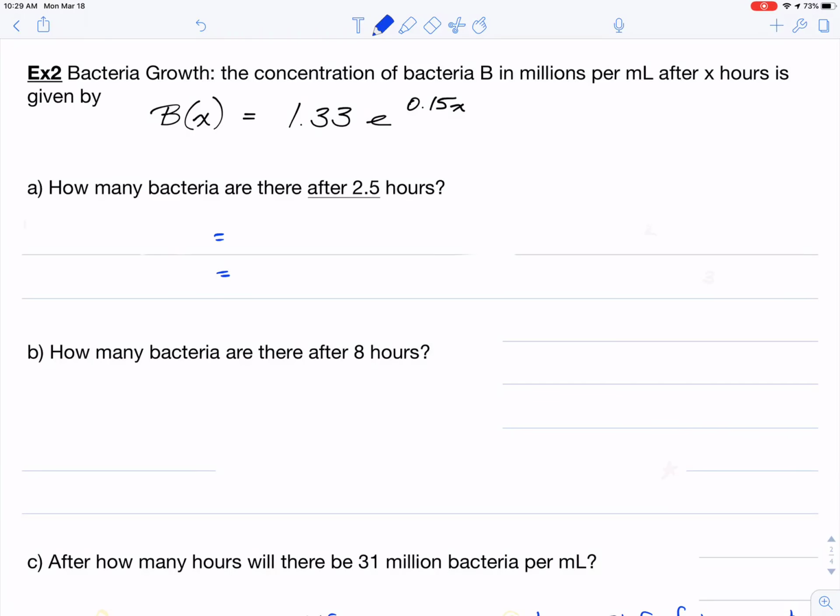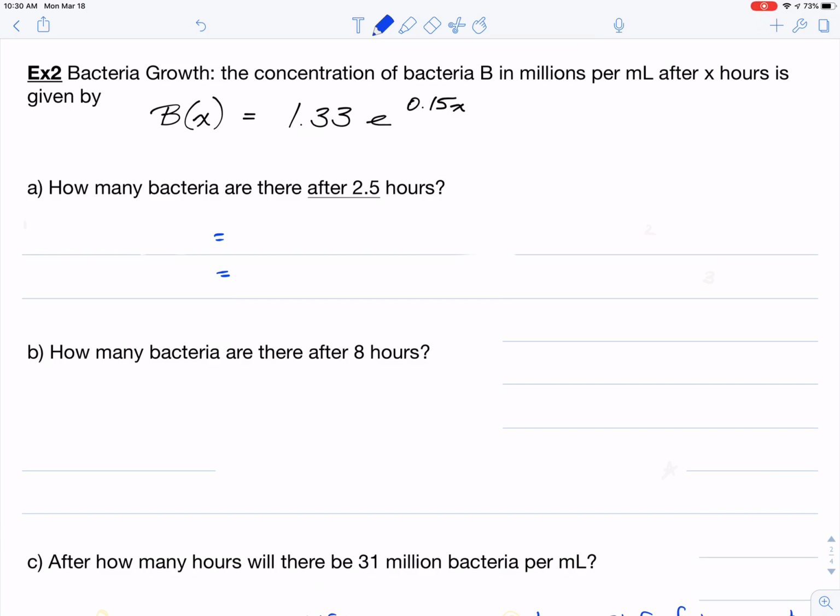Hey folks, this is the second example in the application question, and this example deals with bacteria growth. This example says that the concentration of bacteria B in millions per milliliter after X hours is given by the equation, and I've written out that equation for you. B stands for how many bacteria I have. X is how many hours it's been that this bacteria has been growing.